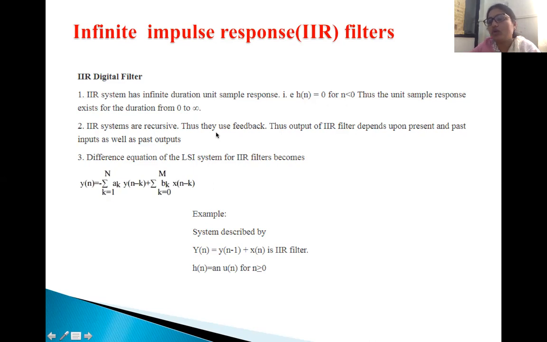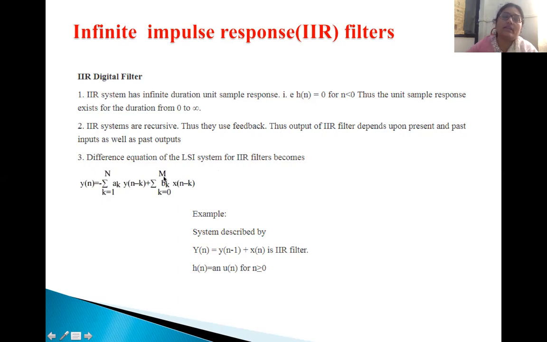As output is now going towards the input, this system uses a feedback mechanism, and therefore the system is called a recursive system. So IIR systems are recursive. They use feedback, and thus the output of an IIR filter depends upon present and past inputs as well as past outputs.